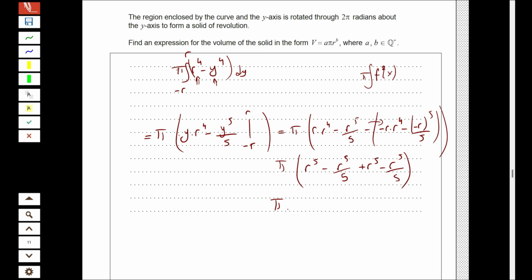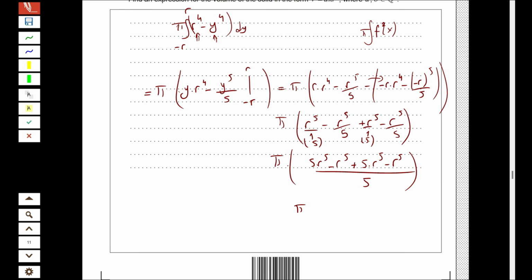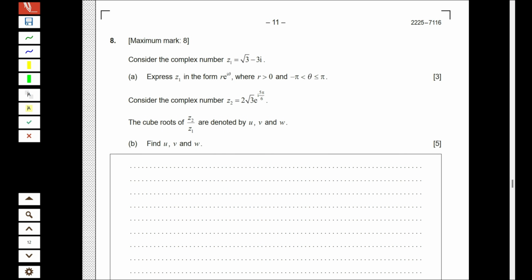When you write the common denominator, the multiple of these numbers is 5. In parentheses, you can write 5 times r to the power of 5 minus r to the power of 5 plus 5 times r to the power of 5 minus r to the power of 5, over 5. It's going to be pi times, or you can just write, 8 times r to the power of 5 over 5, right? Yeah.